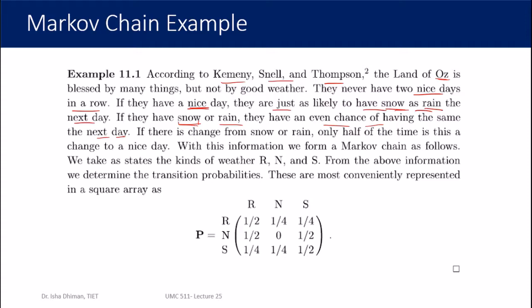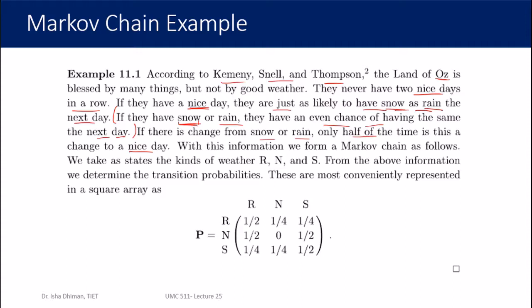And if there is a change from snow or rain, only half of the time it is changed to a nice day. So half of the time it changes the state, like snow to snow is equally likely as snow to rain. That was the meaning of this line. Now this sentence is saying if it is changing from snow or rain, then half of the time it is going to change to a nice day. So half probability goes from snow to nice and the rest has an equal chance.